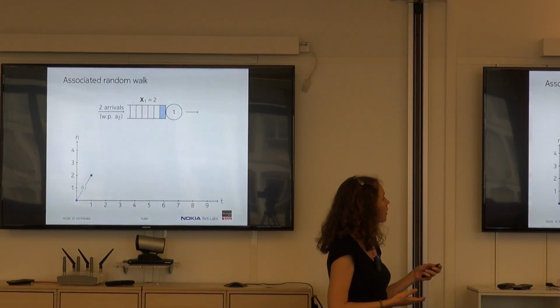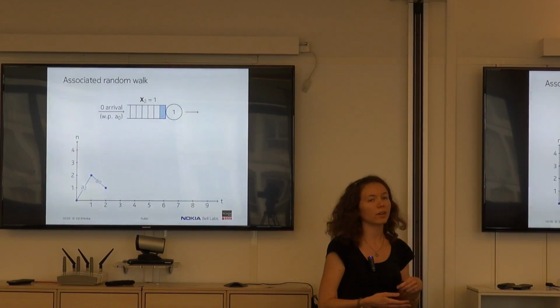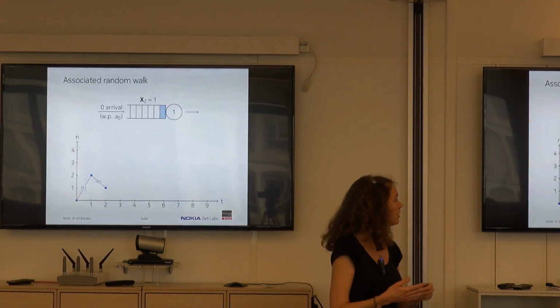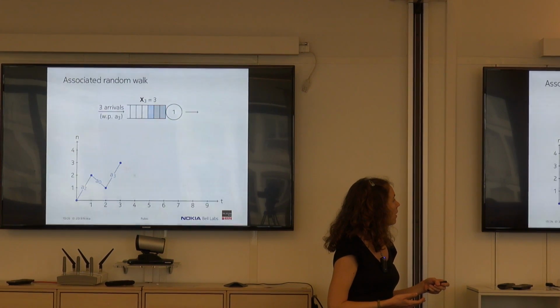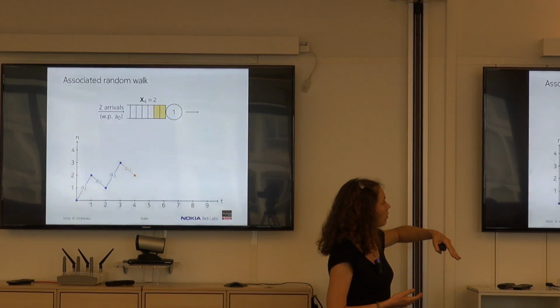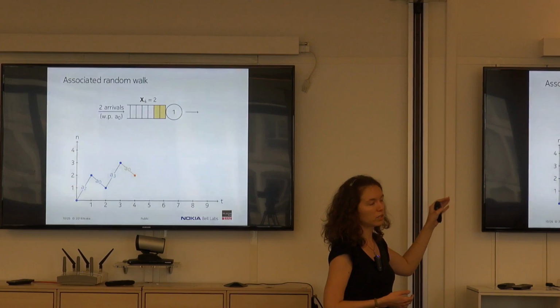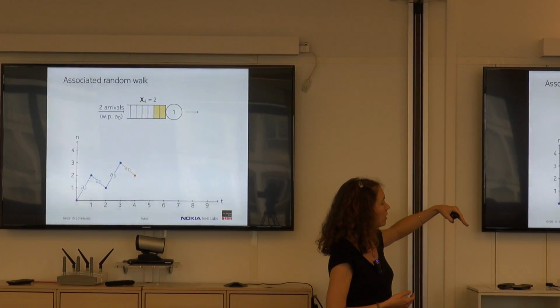And so we can continue like that. Then we have 1 packet processed. If we have 0 arrivals, the state decreases by 1, and so on. So we can continue like this. Just so, when we are at some point which is not 0, if we don't have any arrival, we will decrease by 1.